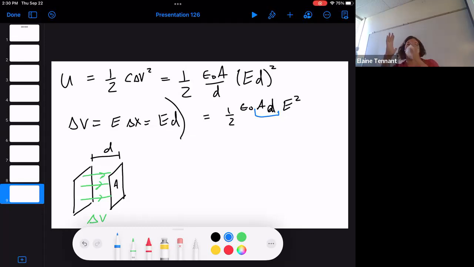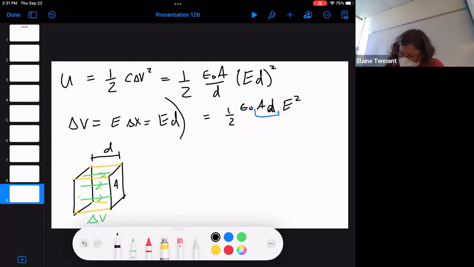If you took the area of that plate and multiplied it by the distance, what would you get? A volume? Yeah, you get the volume inside the plates, right? Because you're doing length times width times height there. So you really have this volume inside of there.